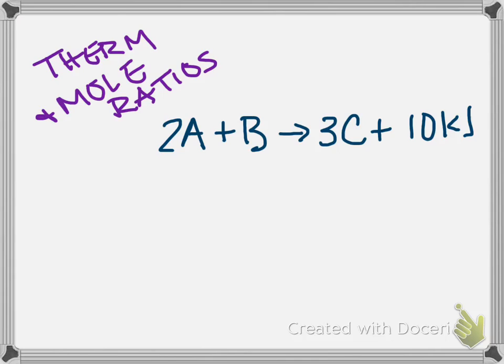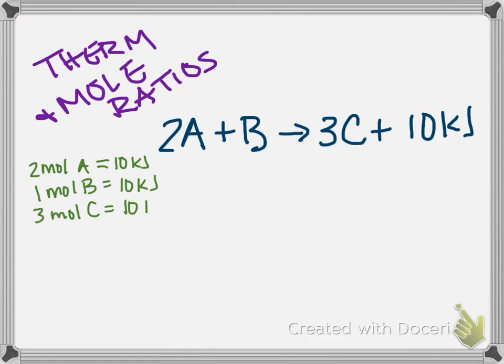Now what I'm going to do is put up a few things here, and let's go through the whole first one together. What I did is I just took the coefficients that each of the substances has to start, and I just said that 2 moles of A equals 10 kilojoules. 1 mole of B would produce 10 kilojoules of heat. 3 moles of C would produce 10 kilojoules of heat. Okay, again, we're just looking at the mole ratios.